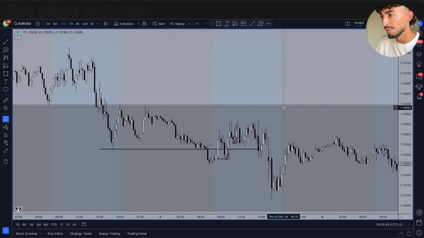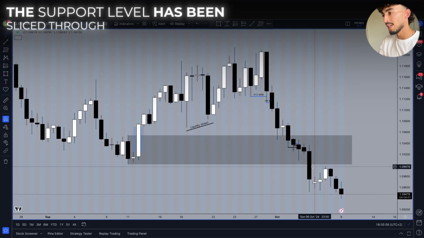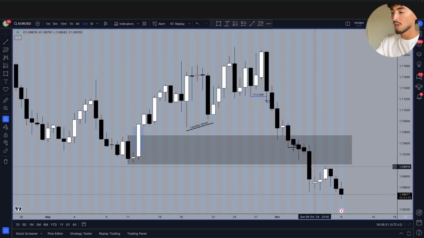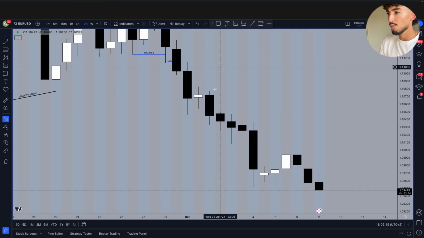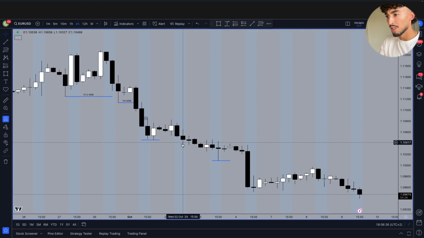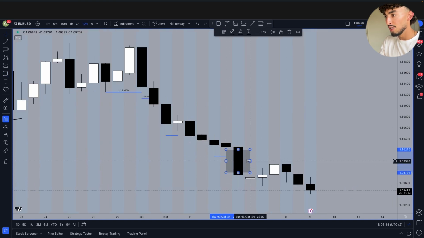So yeah, after that, the price fell off. You can see the support level has been sliced through, but it doesn't matter because we took our trades inside of it, and after that, there were no opportunities anyway. We broke down. And then here we have a new market structure break on the H12, and another one here again on the H12. And yeah, MSB here, you can see some grinding here, and we went lower. So right here, big FVG left behind, as you guys see. It's the FVG on the H12.